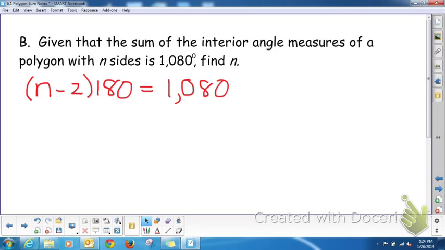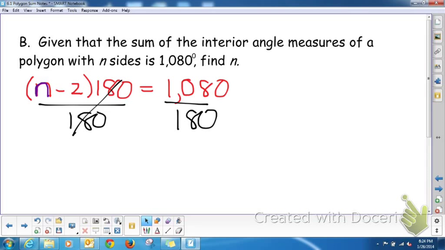We want to isolate this variable, so we want to get this n all alone. We need to get rid of everything that's over there with it. So our first solution step would be to divide by 180. We want that to go away. What you do to one side, you have to do to the other. So now we're left with the number of sides minus 2 is equal to 1080 divided by 180, which is going to give us 6.